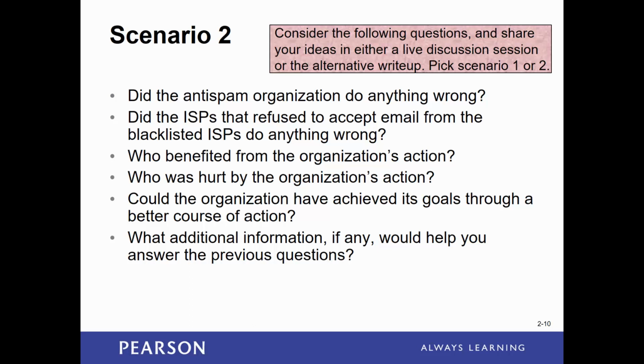When this effort is unsuccessful, the anti-spam organization puts the addresses of these ISPs on its blacklist. Many ISPs in the United States consult the blacklist and refuse to accept email from the blacklisted ISPs. This action has two results. First, the amount of spam received by the typical email user in the United States drops by 25%. Second, tens of thousands of innocent computer users in the East Asian country are unable to send email to friends and business associates in the United States.